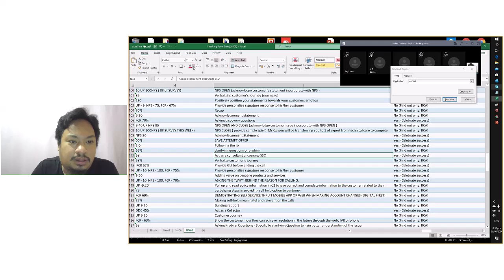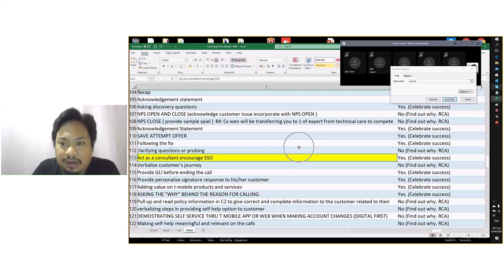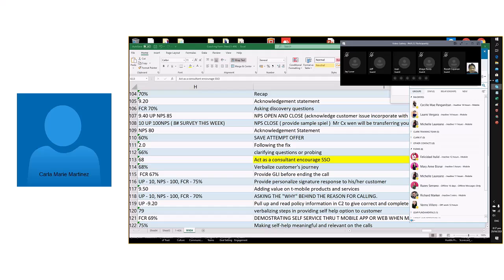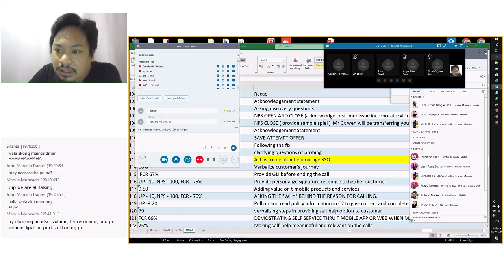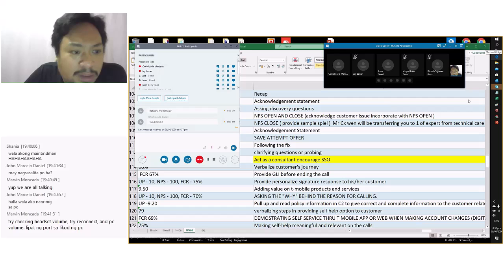Now, here. Carla, are you still there? Yes, po. Can you see my screen, Carla? Yes. Can you read the one in yellow? The one in yellow? I highlighted it in yellow in the Excel file. Can you see it? Wait, it's still loading, boss. Oh, still loading. Okay. Who can see it? JM, can you read? Do you have a mic? Whoever can see it, please read it.